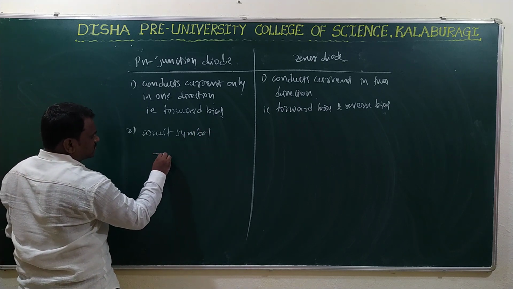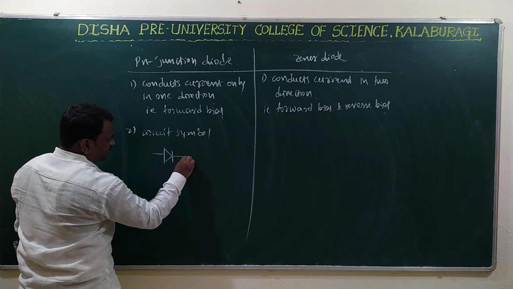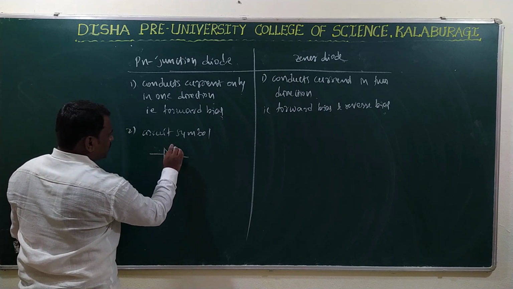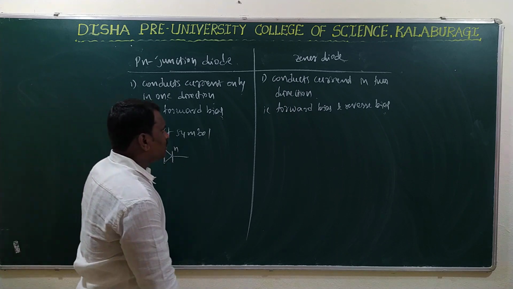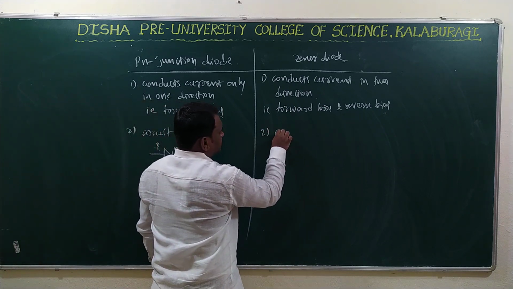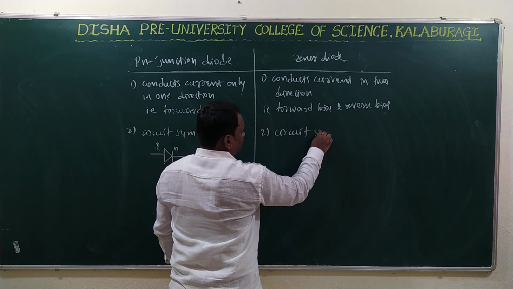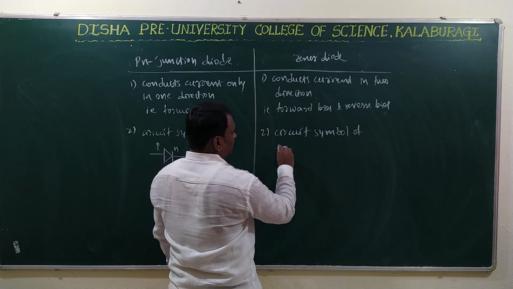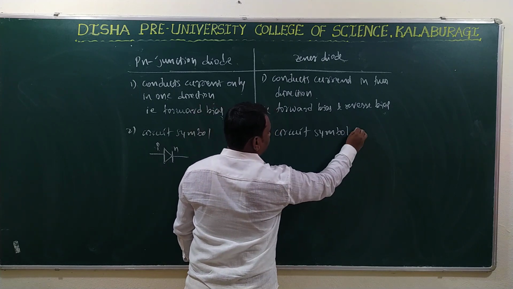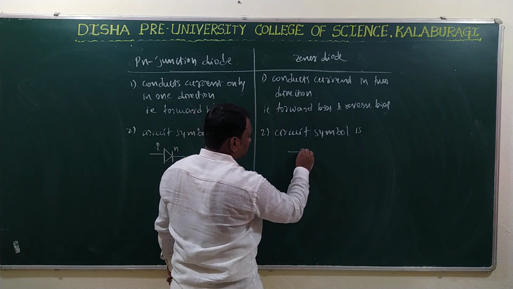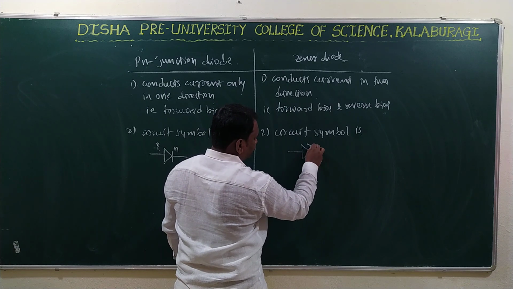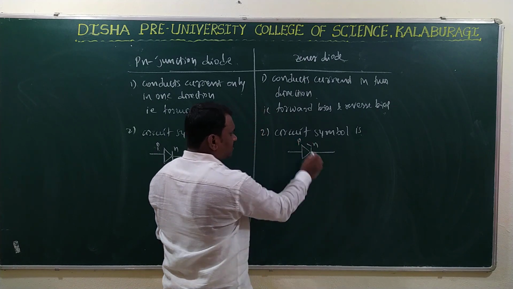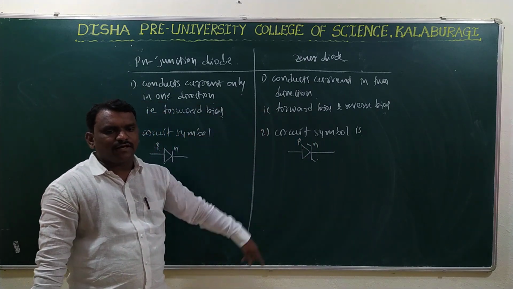The circuit symbol of the PN junction diode is, right? This is the circuit symbol. One side is negative, the other is positive, meaning it's the N type and it's the P type. Okay, next, the circuit symbol of the Zener diode. This is the N type and this is the P type. This is the circuit symbol of the Zener diode, right?